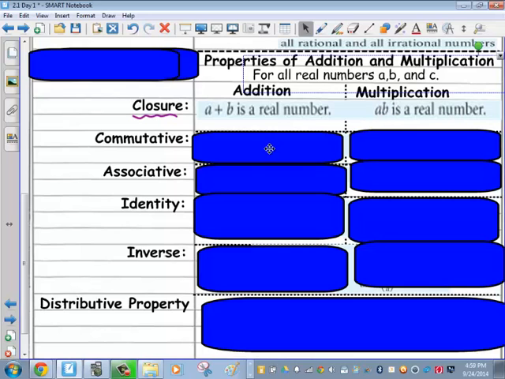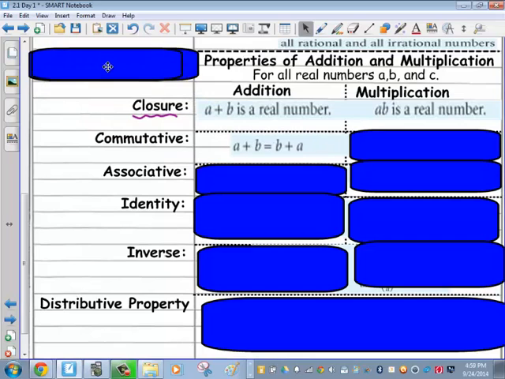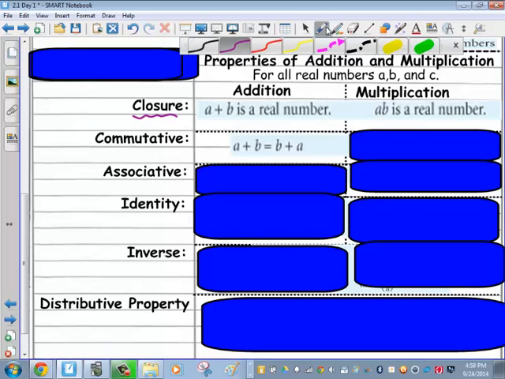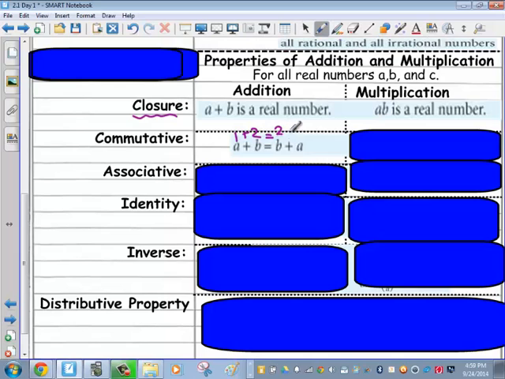Okay. The next property we have is the commutative property. What it says is if you have two real numbers, A and B, if you take A plus B, it's equal to B plus A. So if you have 1 plus 2, this is the same thing as 2 plus 1. They're the same thing. It's called the commutative property.